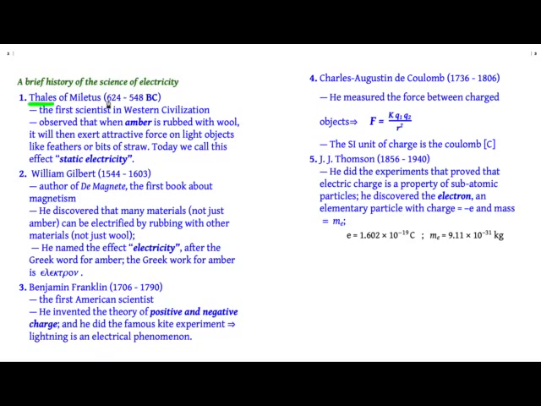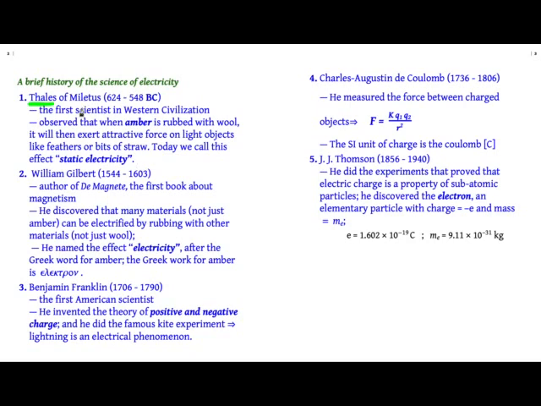Thales lived 624 to 548 BC. So we're talking about the very early history of science, hundreds of years ago, really thousands of years ago. Thales was the first scientist in Western civilization. And Thales observed that when amber is rubbed with wool, then it will attract certain lightweight objects like feathers or bits of straw. And he could see the attractive force as the electrified amber would attract these lightweight objects. Today we call this effect static electricity.